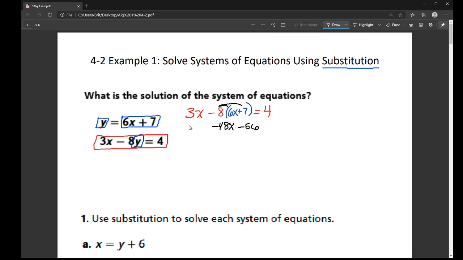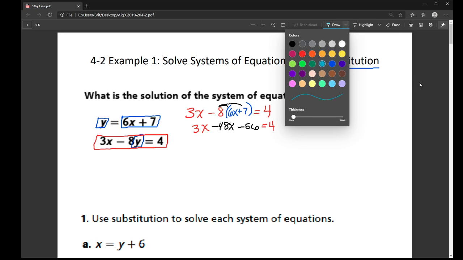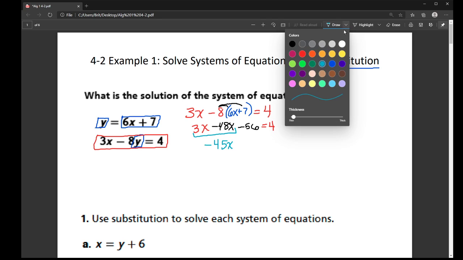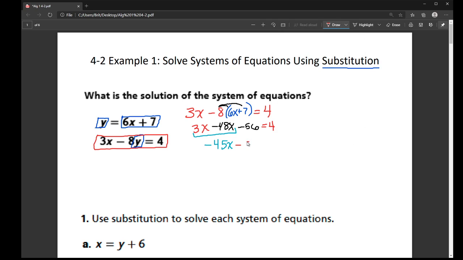But don't forget, the rest of the equation's still here, so I still have a 3x, and it still equals 4. Now I'm going to collect my like terms. Here, the 3x and the negative 48x turns into negative 45x. I still have my minus 56, and I still have equals 4. Now, to get the 56 to the other side of the equation, I'm going to add 56 to each side. So I get negative 45x is equal to 60.